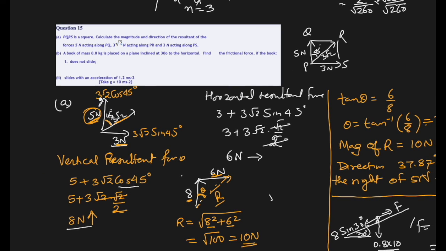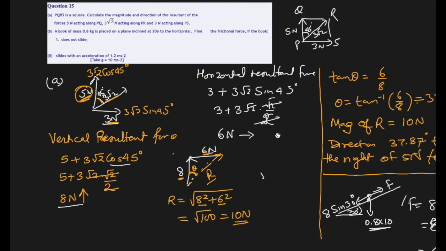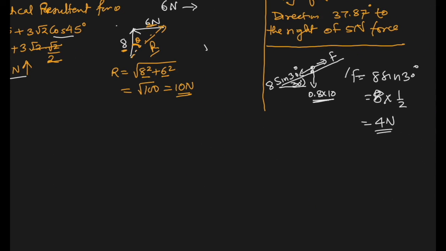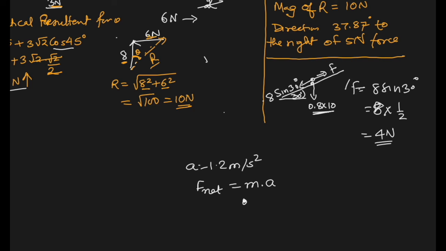Okay. Now the second situation, that the book slides down with an acceleration of 1.2 meters per second square. So the net force, F net, is the one which will be responsible for it to slide down, which is equal to m times a. M is 0.8 they have given, acceleration 1.2 they have given, right? But this F net will be resultant of this and frictional force, right?